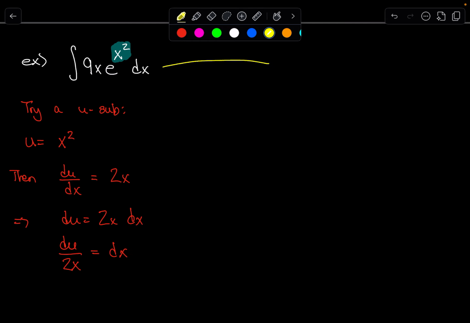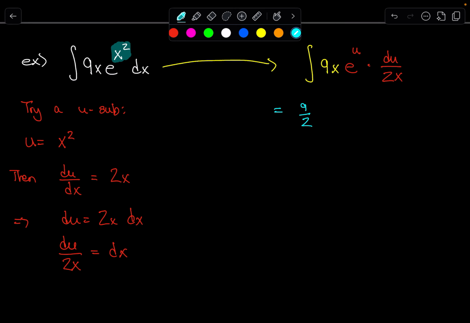So as we're going over to u-land to solve this thing, we now have the integral of 9x e to the u times du over 2x. And now you'll notice that the 9x and the 2x don't perfectly cancel, but they cancel enough in the sense that all we're going to be left with here is like a 9 halves. And these x's, that's the most important thing, is that those x's cancel out. And we'll have a 9 halves integral e to the u du.